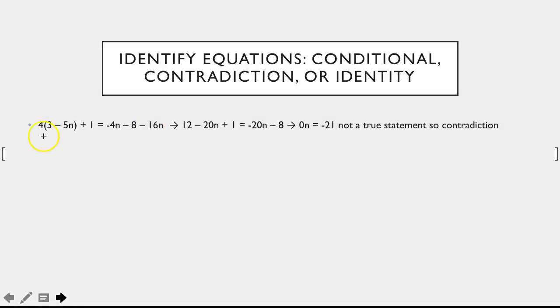You're going to have to use the distributive property here, 4 times 3 and 4 times -5. And then on this side, you're just going to want to put your like terms together, so you end up with 12 minus 20n plus 1 equals -20n minus 8. And then when you put your like terms together, you get 0n equals -21, which is not a true statement, so this is a contradiction.